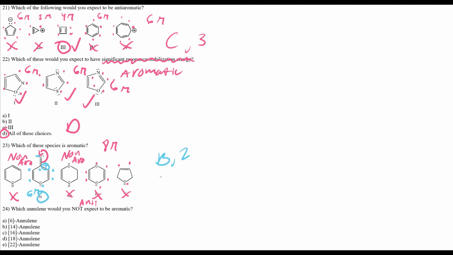Which annulene would you expect to not be aromatic? So in this case, we basically want something that is anti-aromatic. So we have 6, right? For letter A, we have 4n plus 2 is equal to 6. So 4n is equal to 4. Then n is equal to 1. So that is aromatic. So that's wrong.